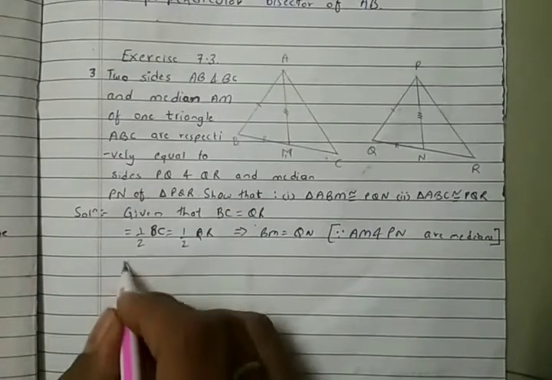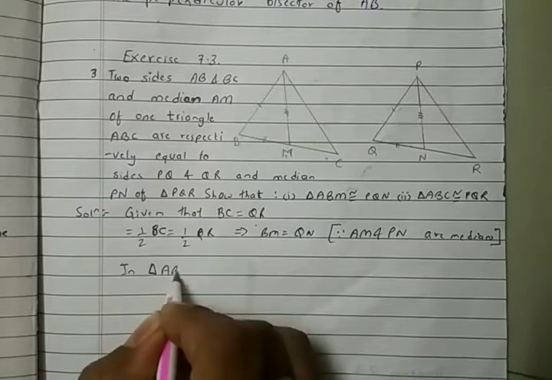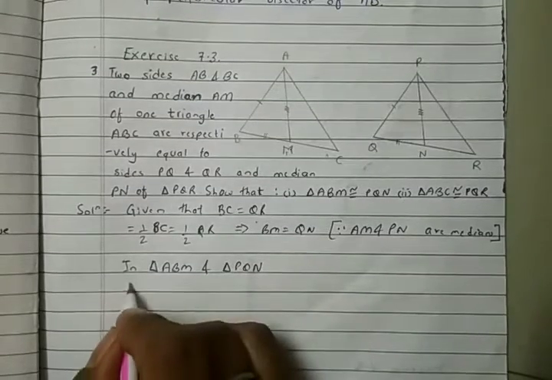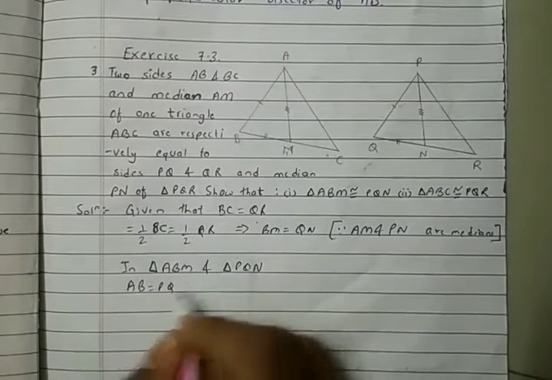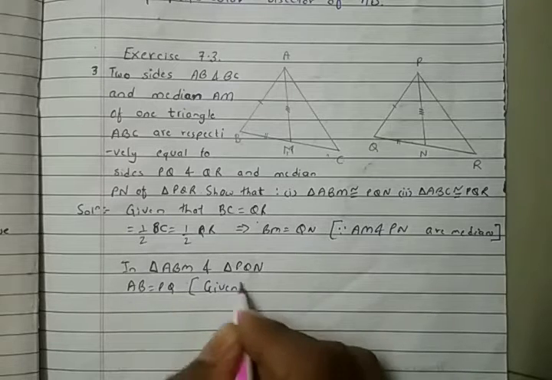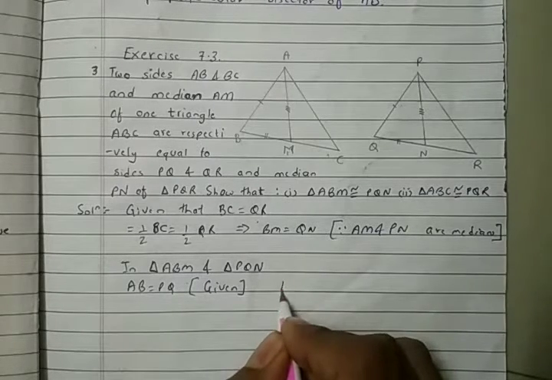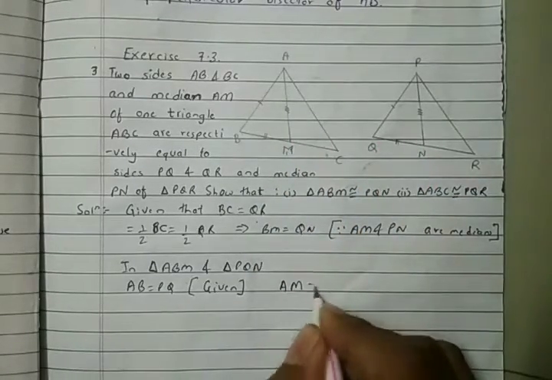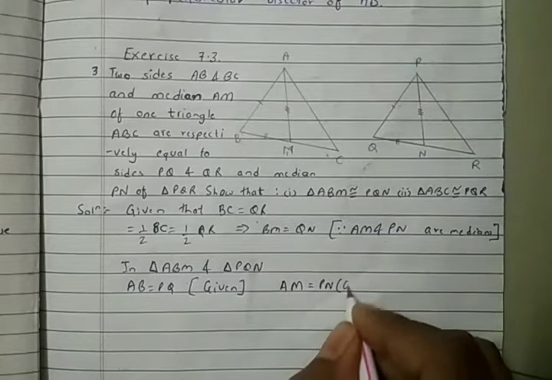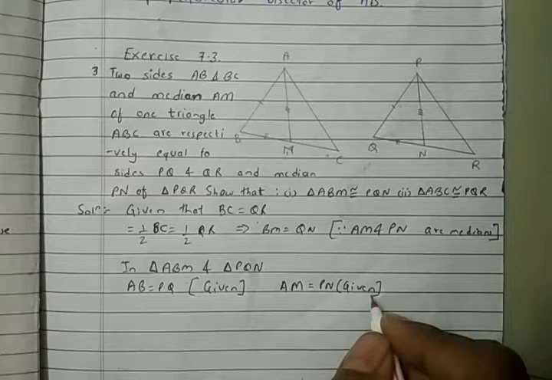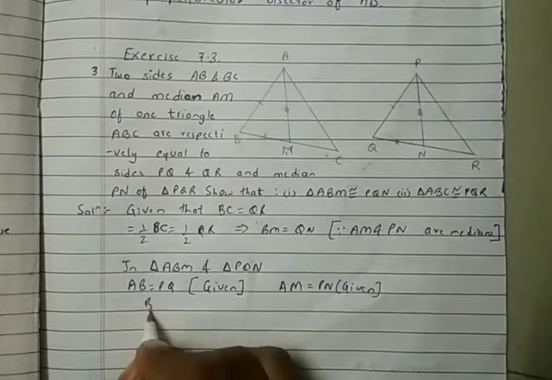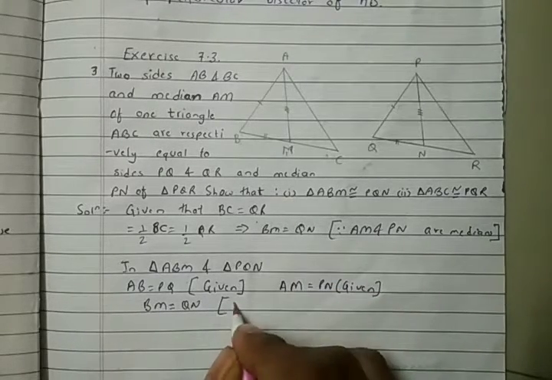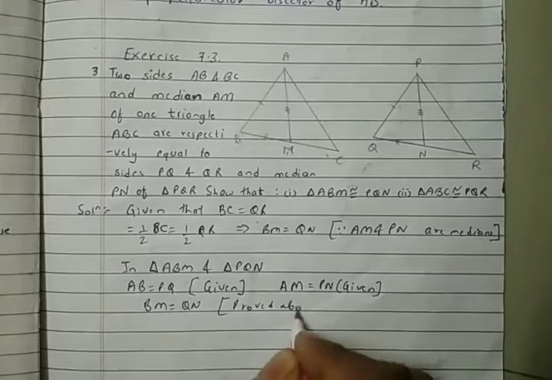Now if you look at triangle ABM and triangle PQN, we know that AB is equal to PQ. This is given. And one more piece of information is given, that AM is equal to PN. This information is also given. Now BM is equal to QN. This we have proved above, so we will make a note of it: proved above.